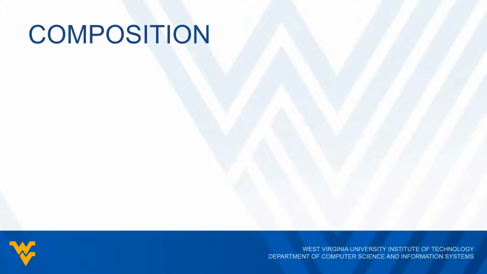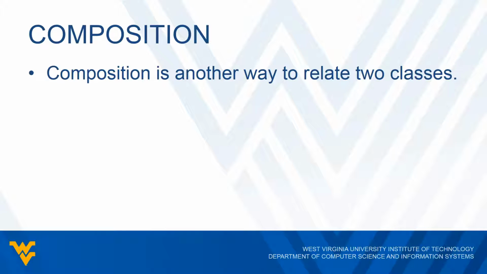Inheritance and polymorphism are not the only ways to relate classes. We also have what's called composition. So this is another way. Now, there's another term for this called aggregation. You can use either term. I'm probably going to use composition over aggregation.